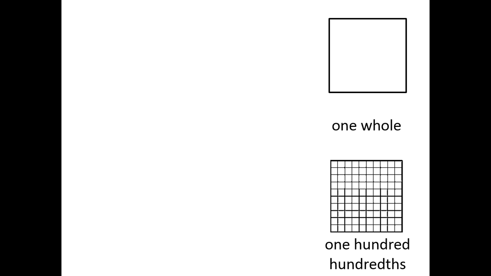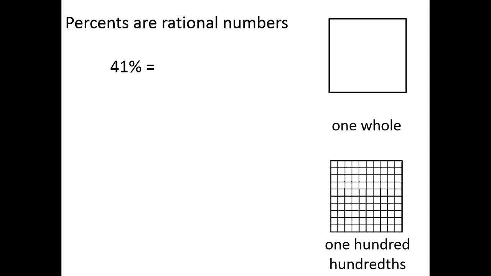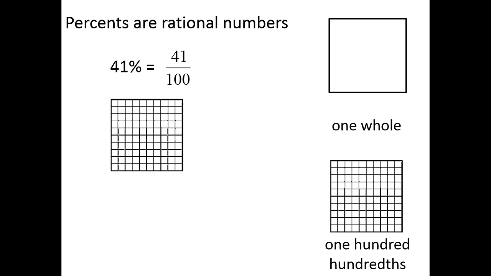So we're going to keep thinking about these pictures as we look at percents and think about them as representing fractions. Think about them as representing rational numbers. So if I'm looking at something like 41%, I'm going to think about 41% as meaning 41 out of 100, or 41 100ths. So if the big square is one whole, and I've divided that whole into 100 hundredths, then 41% is 41 of those hundredths. So 41% would be represented by the yellow part of the whole that we see here.